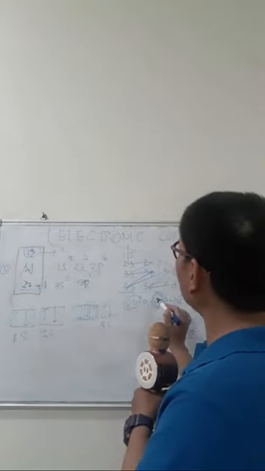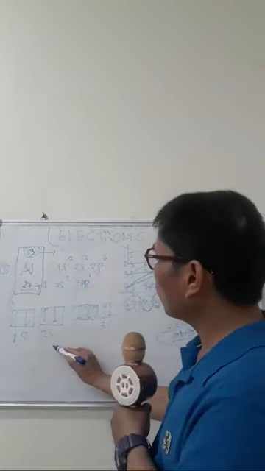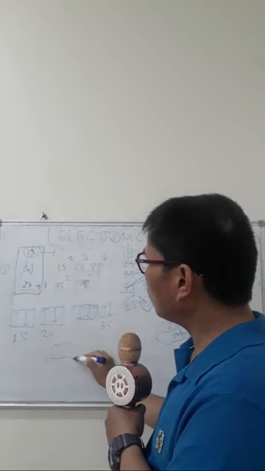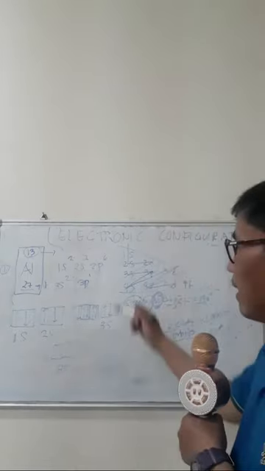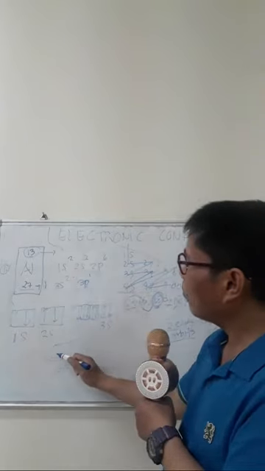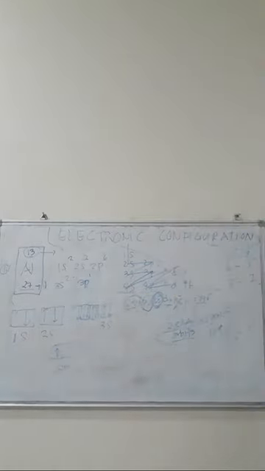So p, how many orbitals? 3. So 1, 2, 3. 3p. Okay. So only one electron is left. So 1 will go up. That is your orbital diagram for the electronic configuration.